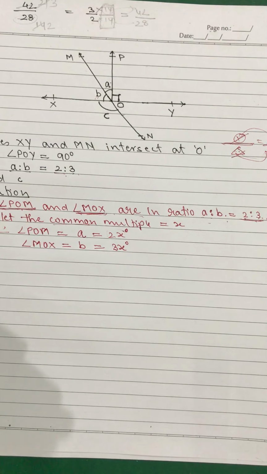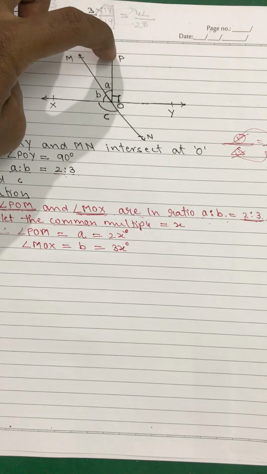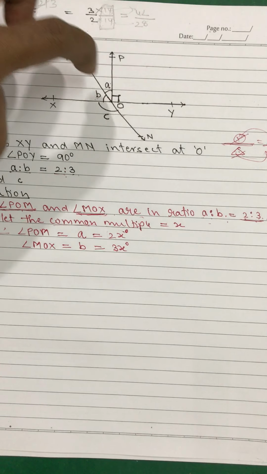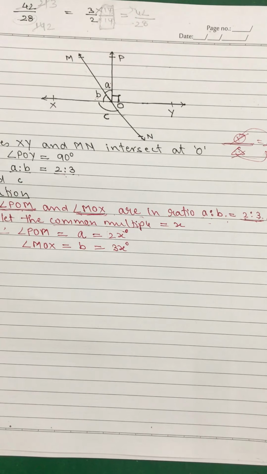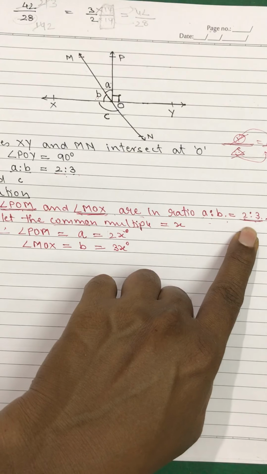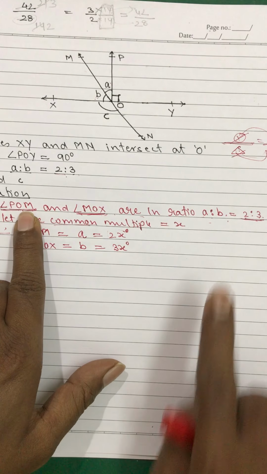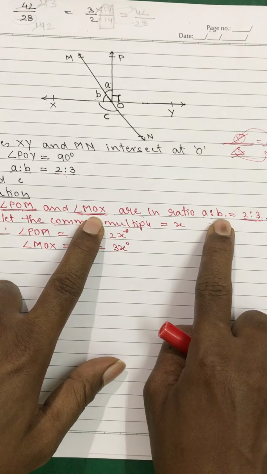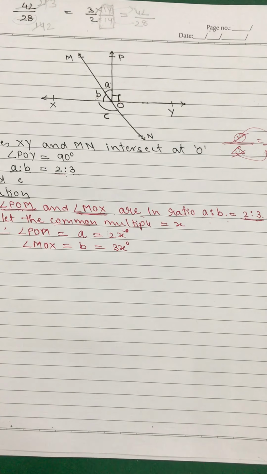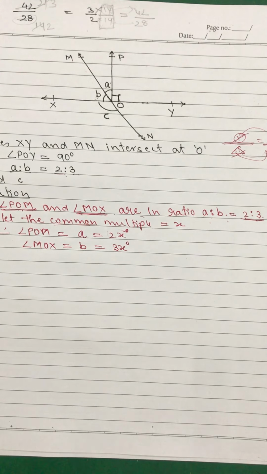Now we are dealing with angles, not with the ages of father and son. The ratio is of these two angles, angle POM and angle MOX. The ratio of angle POM and angle MOX is A:B, which is equal to 2:3. Let the common multiple be x. Therefore, angle POM, A, will be equal to 2x, and angle MOX, B, will be equal to 3x degrees. These will have a unit now. Now we will go to the next step.